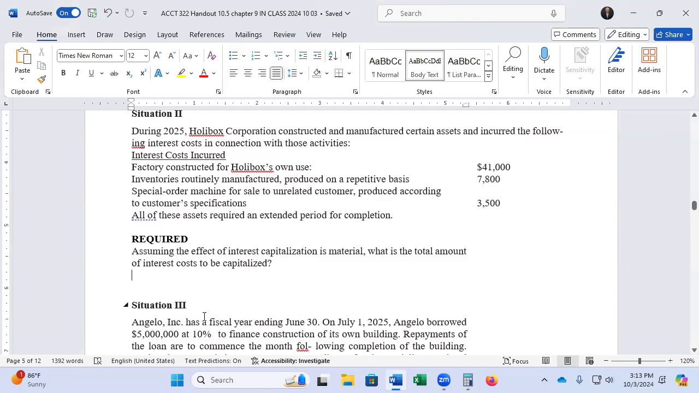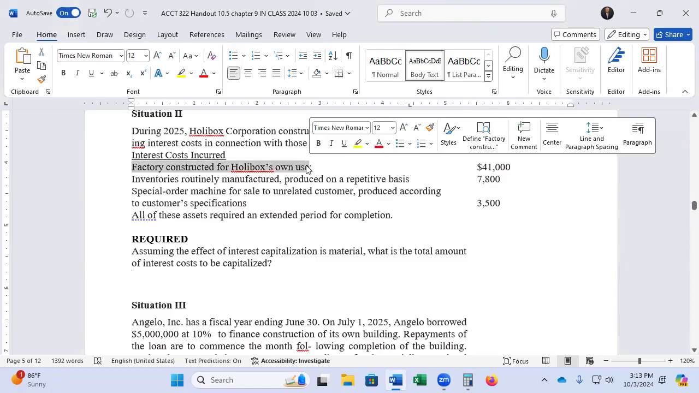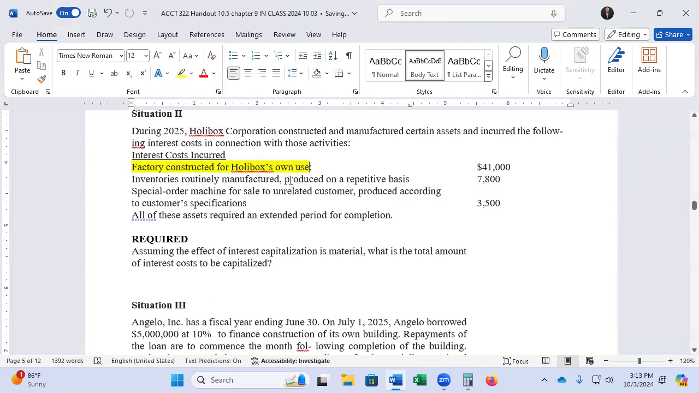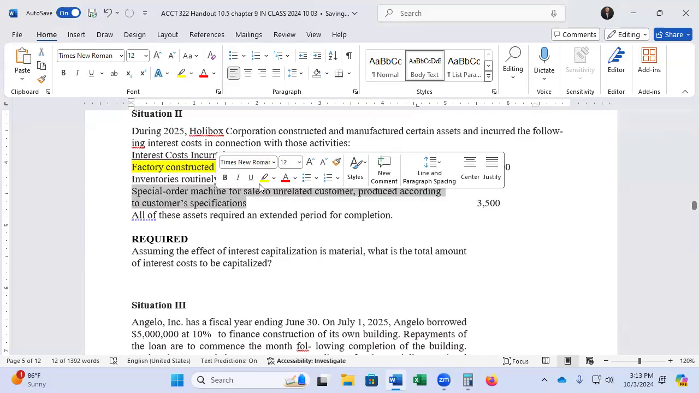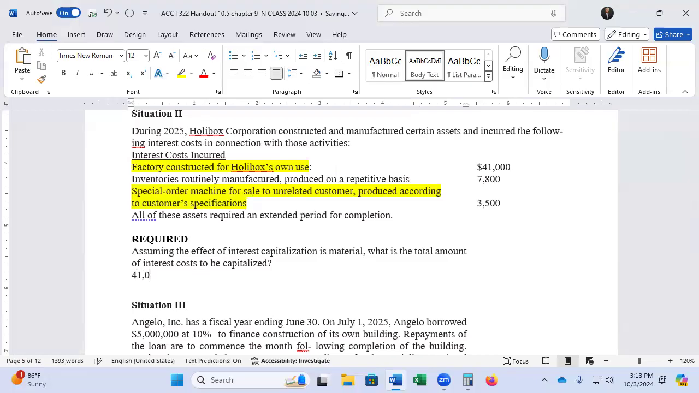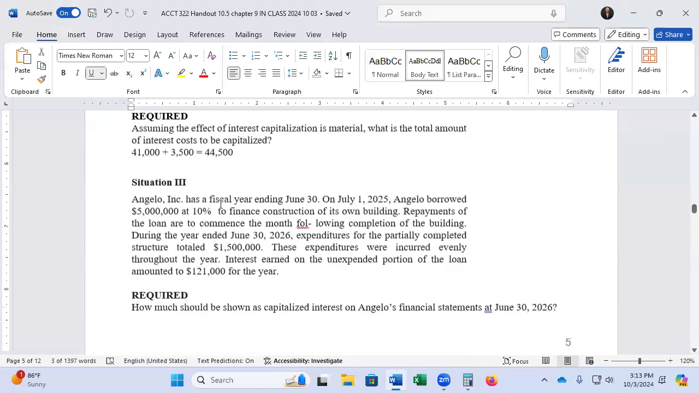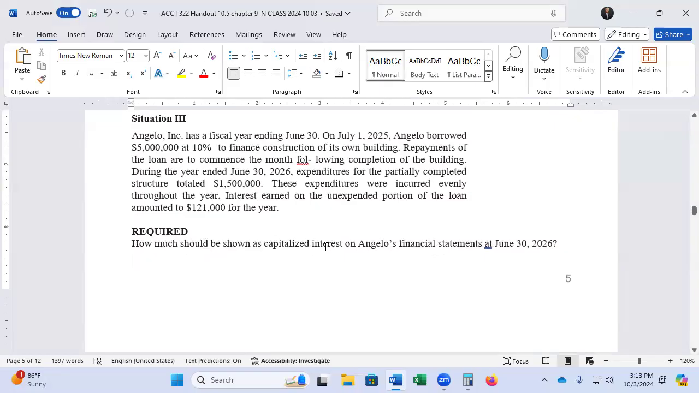So this one is pretty straightforward here. The factory constructed for Holly Box's own use is included. Inventories routinely manufactured and produced on a repetitive basis are excluded. Special order machine for sale to an unrelated customer produced according to customer specifications is included. So we have 41,000 plus 3,500, and that equals 44,500. And remember, this is already telling us they've already done the weighted average expenditures and then multiplied it out by the interest rate and given us the lower of the two there. Last one asks how much should be shown as capitalized interest on the financial statements. So take a read through number three.